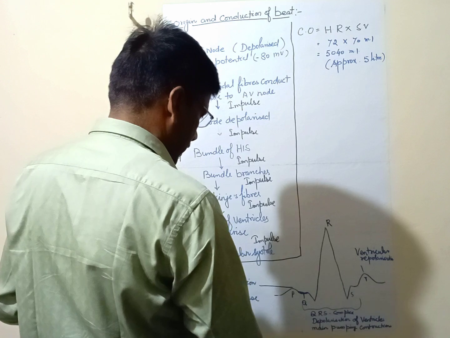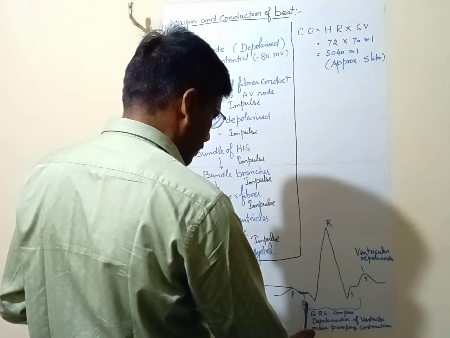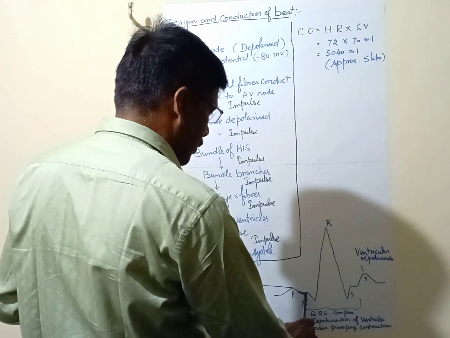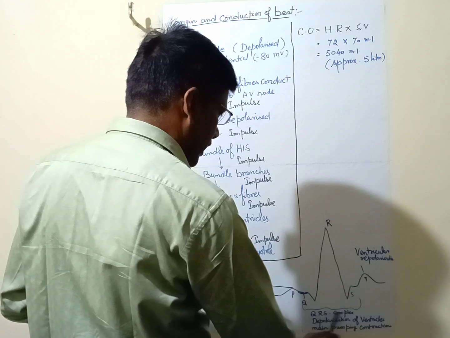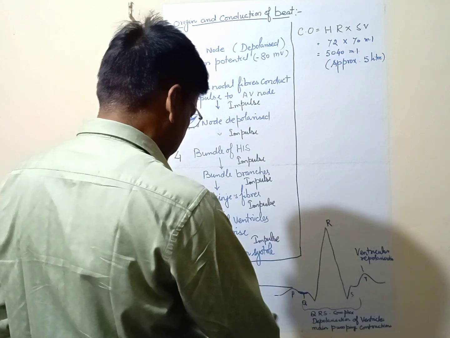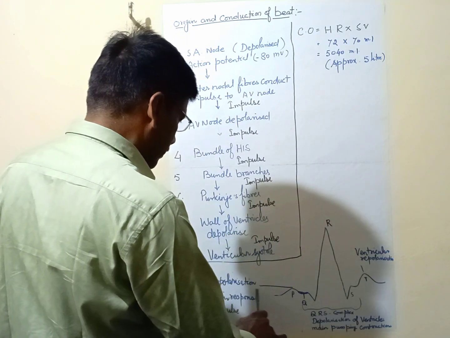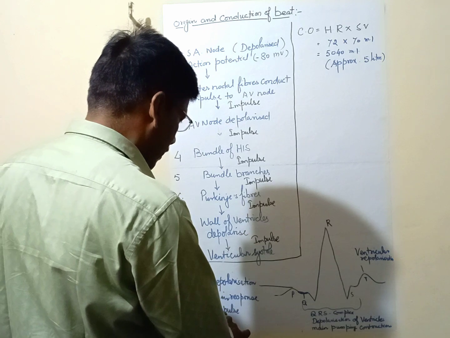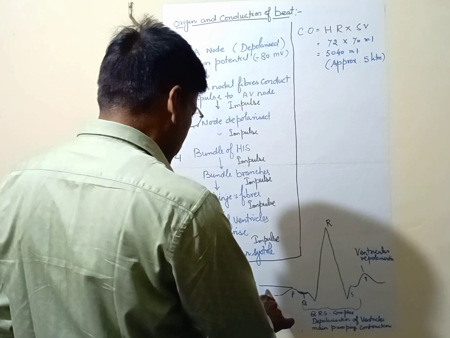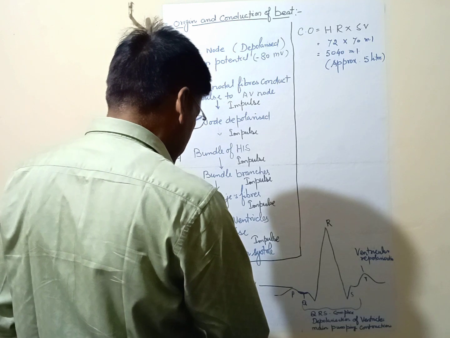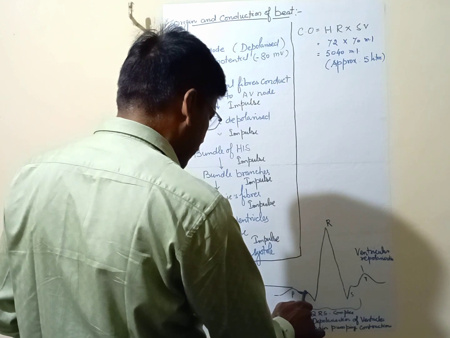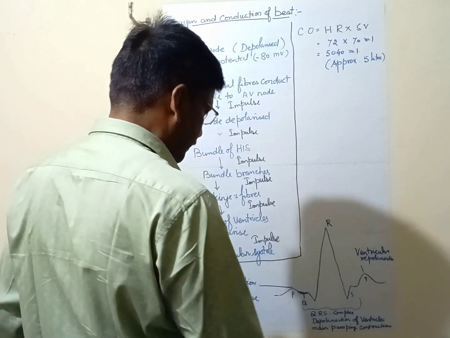P and T, they are studied separately. Q, R and S, these three waves, that is a complex. It is known as QRS complex. Now we start from the beginning. P wave, it is the depolarization of auricles. When it is in depolarization condition, auricles respond to impulse, then this type of wave is generated, P.